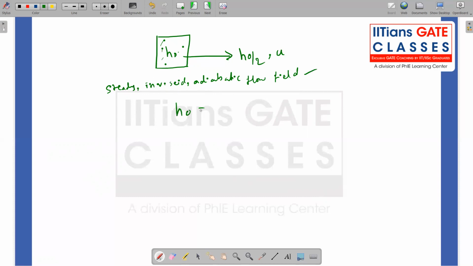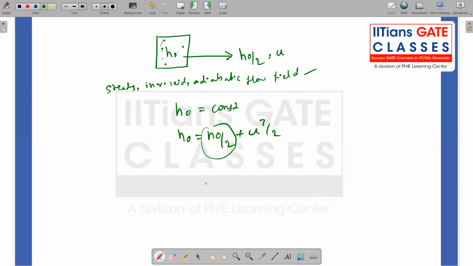I have H naught is equal to constant. So that means H naught is equal to H naught by 2 plus u square by 2, the new state, that is H plus u square by 2. The H is nothing but H naught by 2, as per the condition given in the problem.